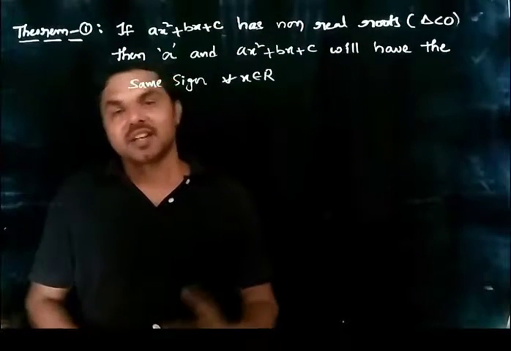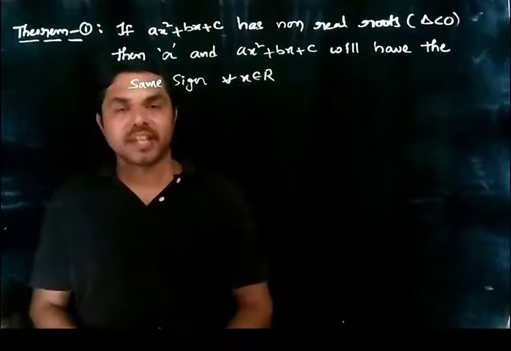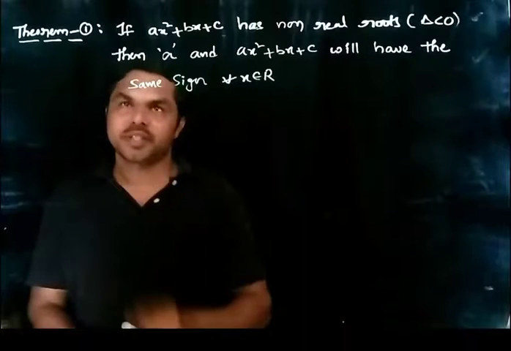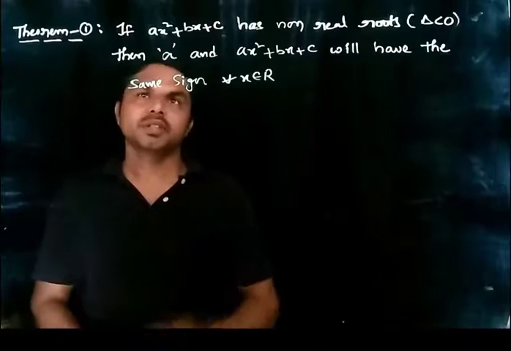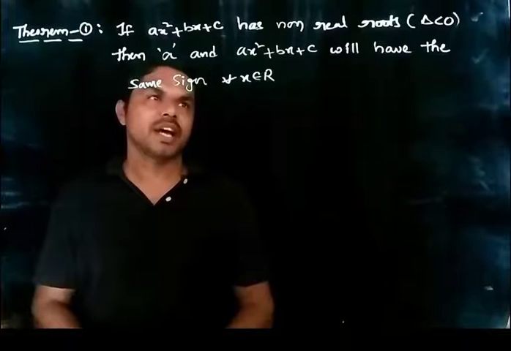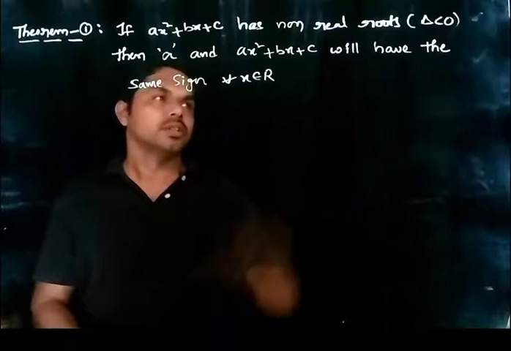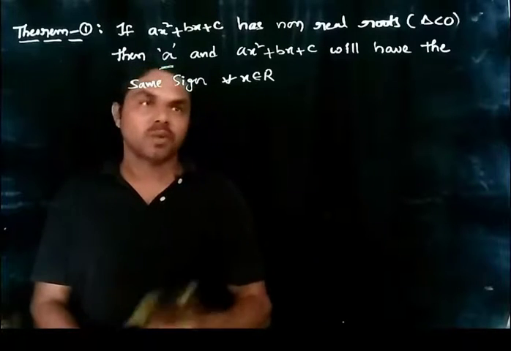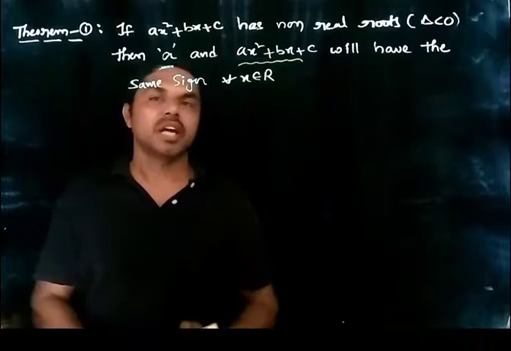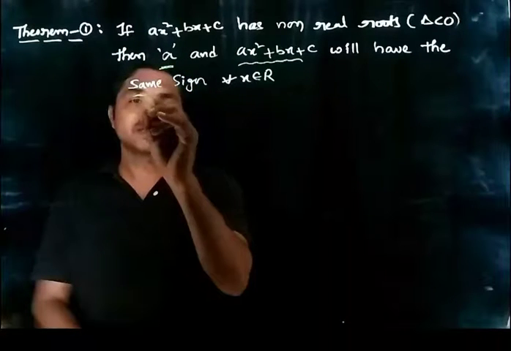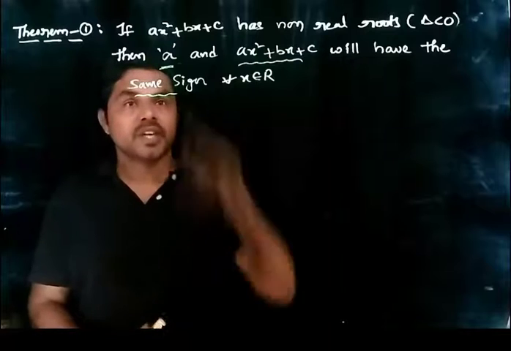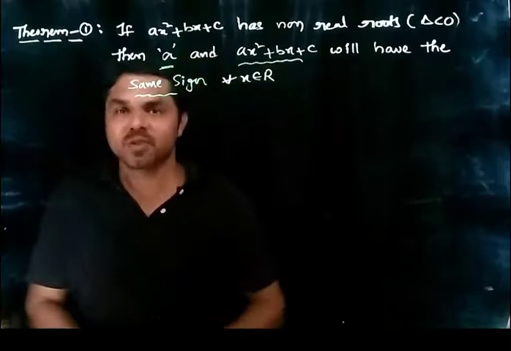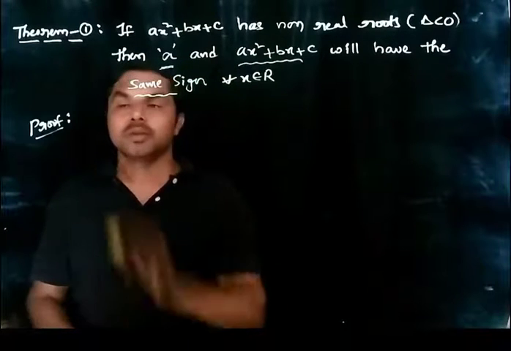To understand the concept of sign change of an expression, we need to discuss three important theorems. This is the first theorem. The statement of the theorem is: if ax square plus bx plus c has non-real roots, that means delta less than 0, then a, the x square coefficient, and the expression will have the same sign. Here the same sign means if a is positive, the expression is positive. If a is negative, the expression is also negative. So that is the meaning of same sign.